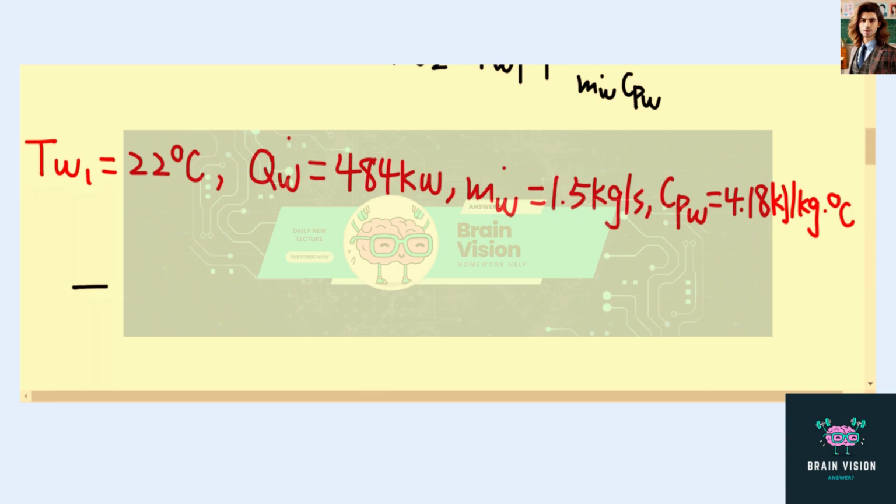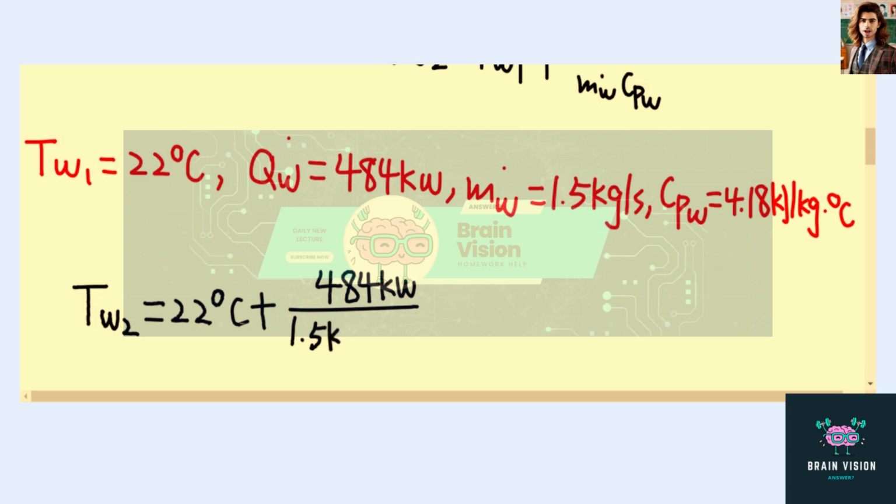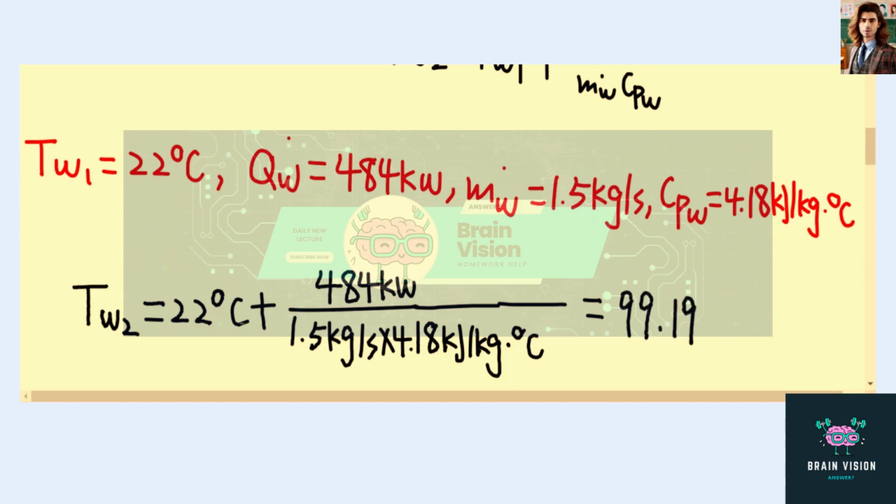So now let's plug back into the equation to determine the exit temperature of the water, which is equal to 22 degrees Celsius plus 484 kilowatts over 1.5 kilogram per second, and then multiply by 4.18 kilojoule per kilogram times degrees Celsius. And this will give us the exit temperature for the water of about 99.19 degrees Celsius. And these are the answers for this question.